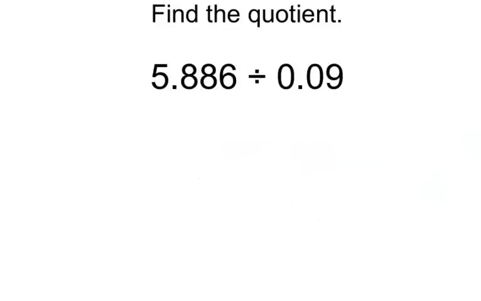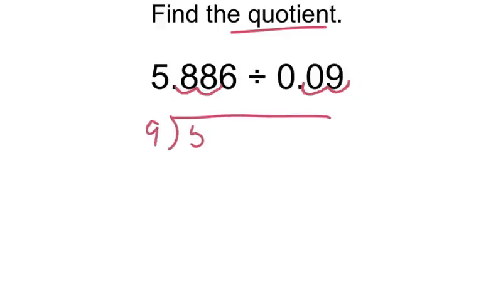Okay, we're going to find the quotient again. This time we have decimals, and we cannot have decimals in our divisor. So this 0.09 is just going to have to be 9 by multiplying it by 100. So we're going to have to do the same thing to the other side. So we're going to now divide 9 into 588.6. And again, adding zeros. Anytime I do long division, I do that just for the heck of it.